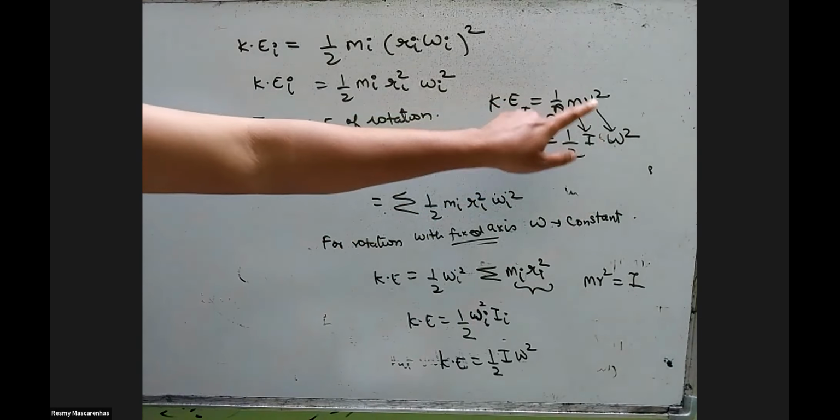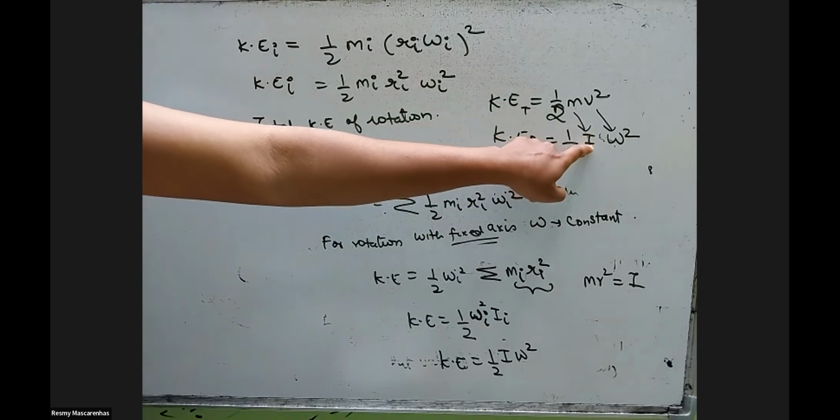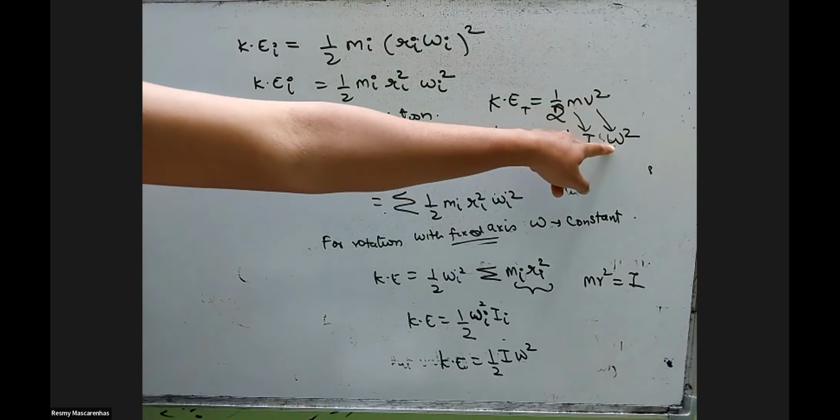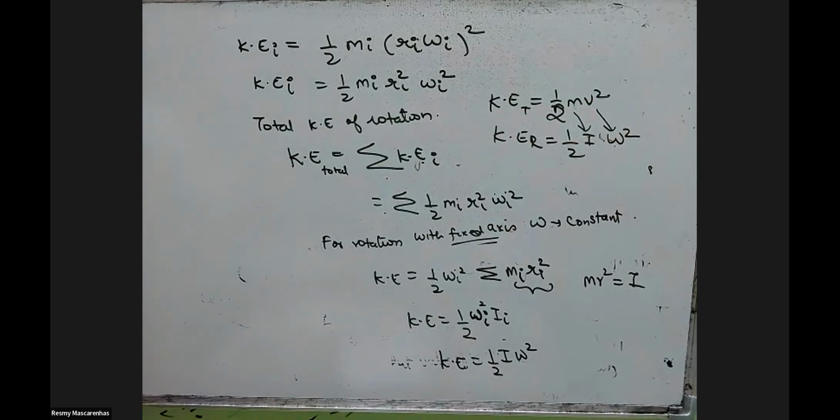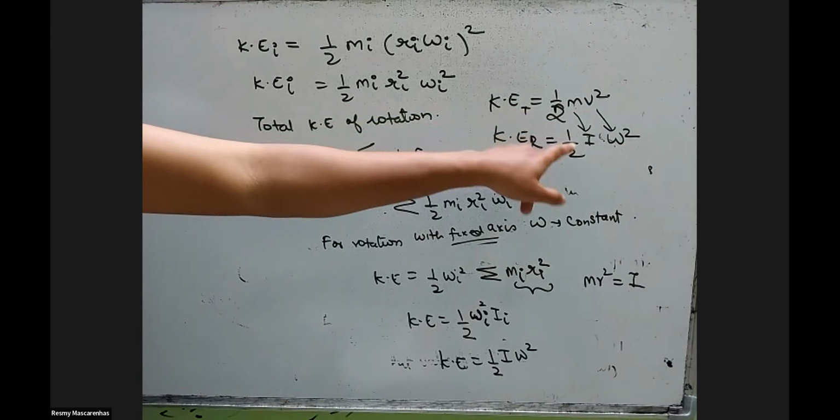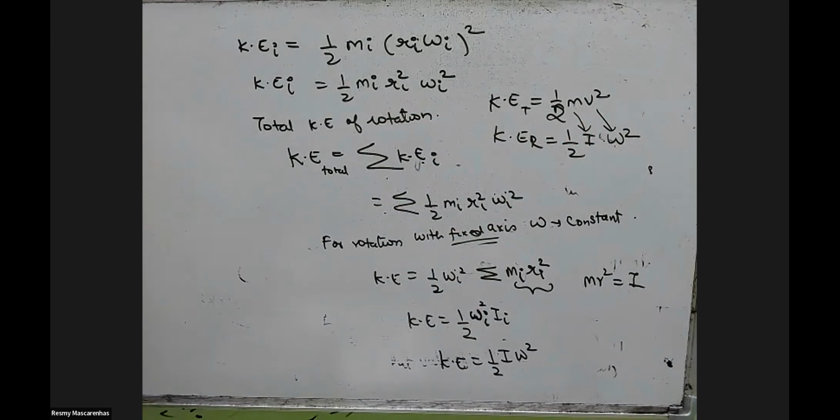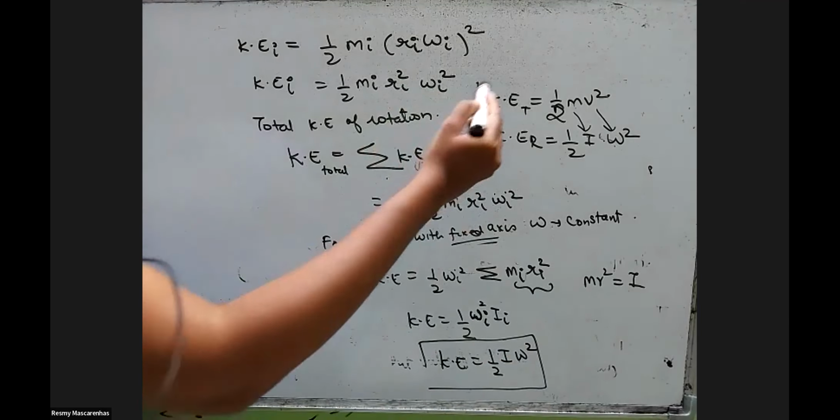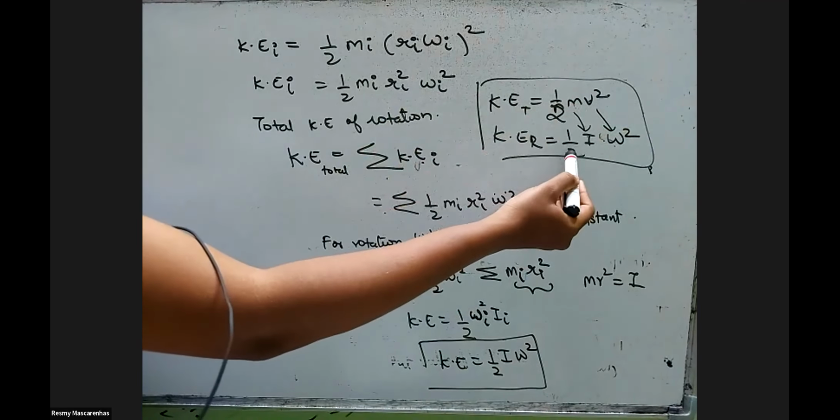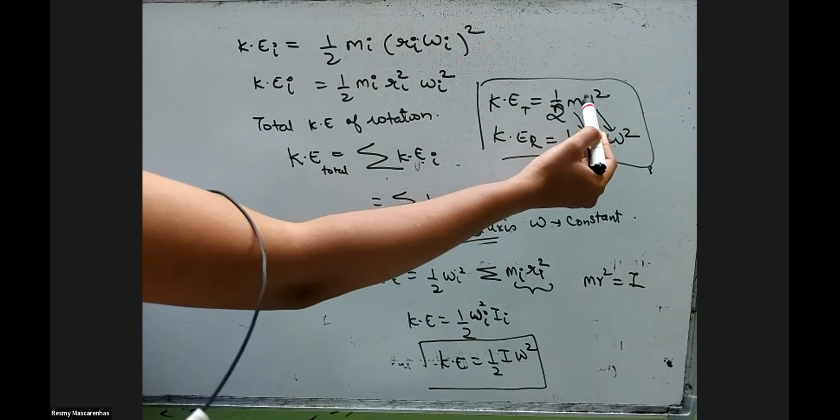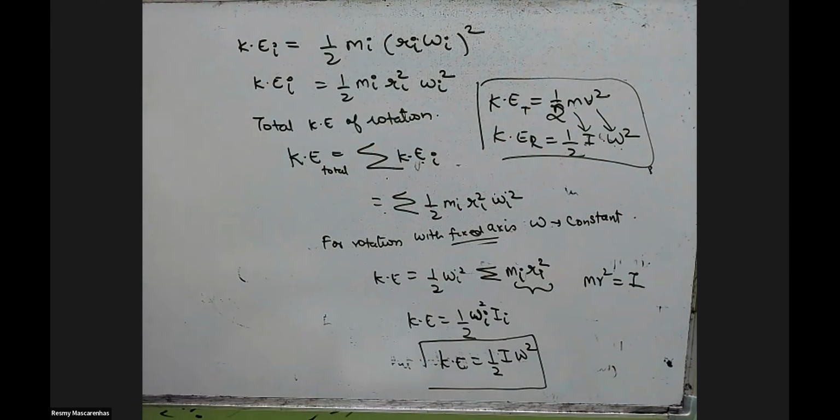What is the equivalent of mass in rotation? Inertia. Inertia is nothing but the rotational equivalent of mass. Omega is nothing but the rotational equivalent of velocity. So half mv square in linear and half I omega square in rotation. It's very easy to remember. If you know this half mv square, you know what this is. Mass means I in rotation and V means omega in rotation. So this is the kinetic energy of a body.